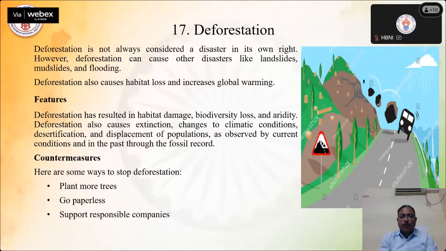Deforestation, again, as I have quoted, is not always considered a disaster in its own right. However, deforestation can cause other disasters like landslides, mudslides, flooding. The example of Joshimath I have already quoted. The amount of water is much because of seepage, and you can see most of the people have had to be rehabilitated from Joshimath. Deforestation is not the primary cause, but yes, it is a contributor to other disasters, as I said: landslides, mudslides, flooding. This deforestation can also cause habitat loss and increase global warming.